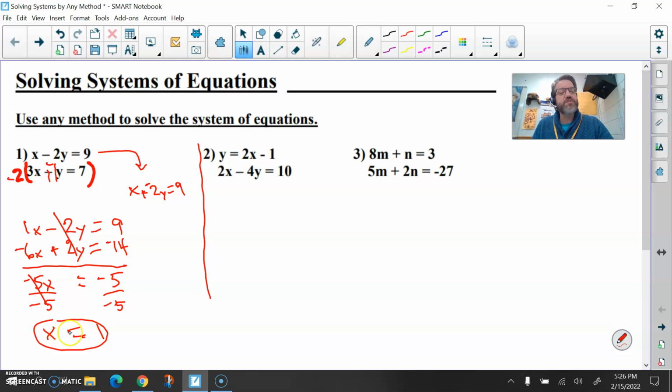Now we know x equals 1. We found that a little bit ago. So I can put that in here. I can substitute it for the x. 1 plus negative 2y equals 9. All right, now I can subtract 1 from each side of my equation, and I get negative 2y.